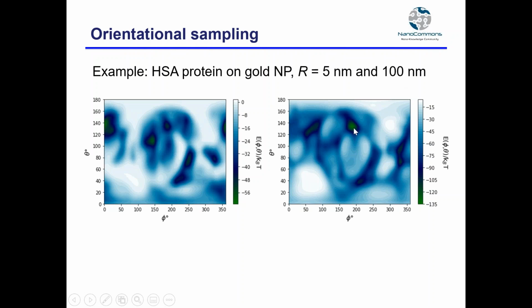For 100 nanometer nanoparticles, the preferred orientations are different. This minimum here is already present for the small size, but it becomes dominant on the large size. It's 114 in the polar angle and about 190 in the azimuthal angle. So these heat maps can be used to predict the preferred orientation of a specific protein on that specific nanoparticle.